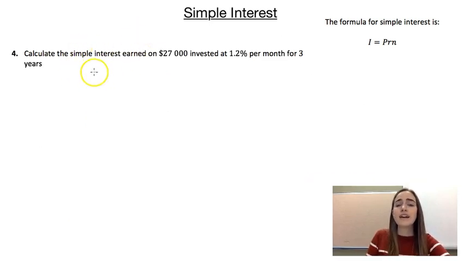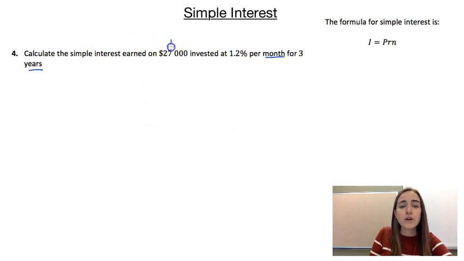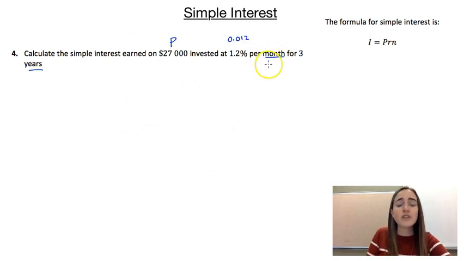Our next question is kind of similar. So we're wanting to calculate the simple interest earned on $27,000 invested at 1.2% per month for 3 years. So again, we've got them in different units at the moment, so we're going to have to convert one of them. So my $27,000, that's my principal. My rate was 0.012, but that's only per month. So if we wanted it per year, I'd have to multiply that by 12.